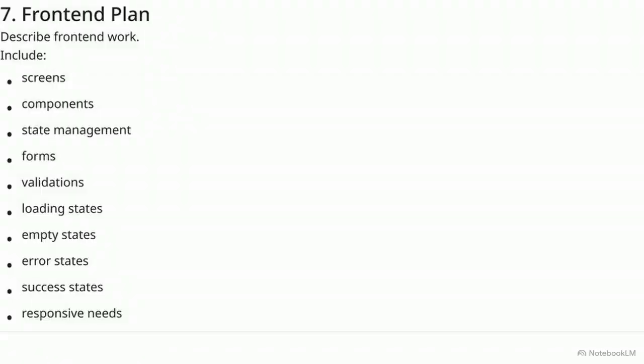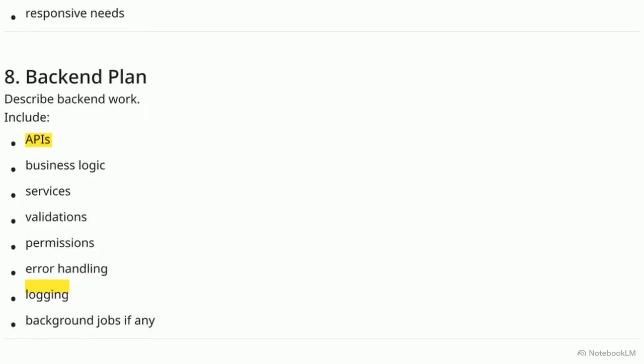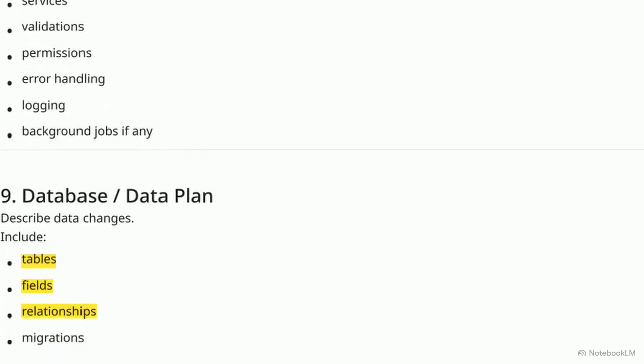In the front-end plan, map out necessary screens, components, and UI edge states like loading or errors. The back-end plan dictates exact API endpoints, business logic, permissions, and failure logging mechanisms. Finally, the database plan defines new tables, fields, and relationships.